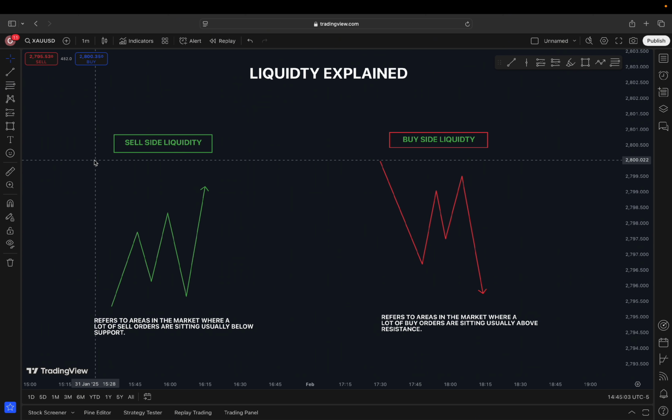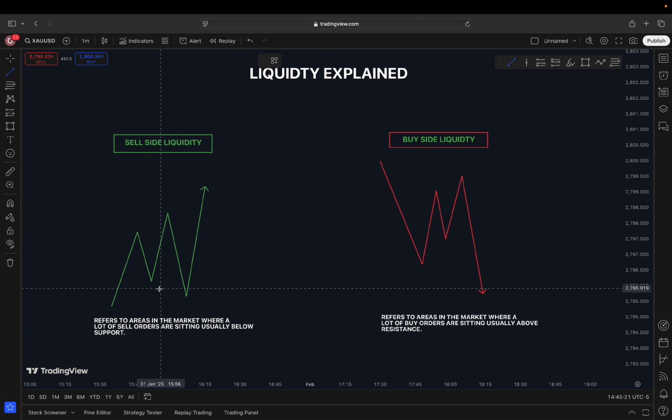So let's get started. Sell-side liquidity refers to areas in the market where a lot of sell orders are sitting, usually below the support level. And buy-side liquidity refers to areas in the market where a lot of buy orders are sitting, usually above resistance levels.